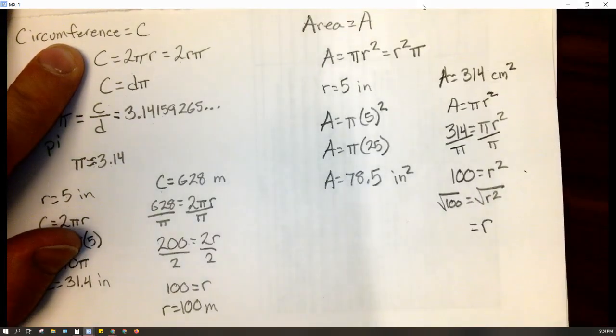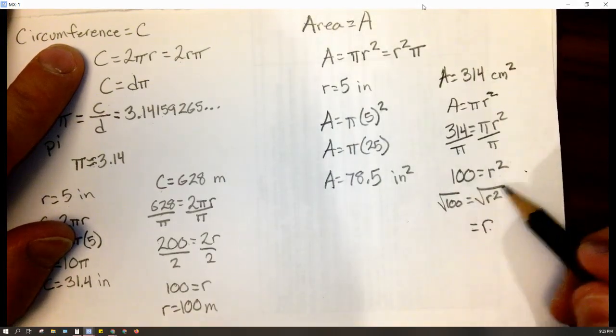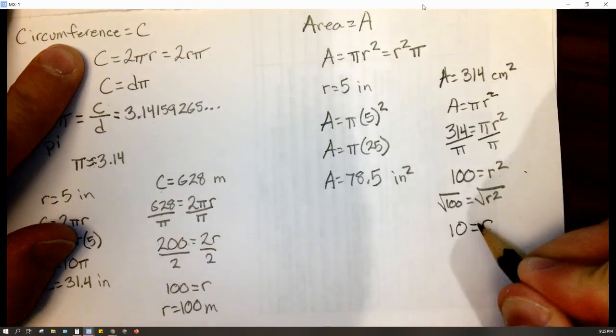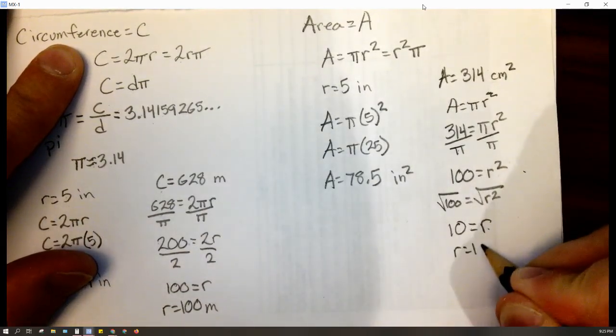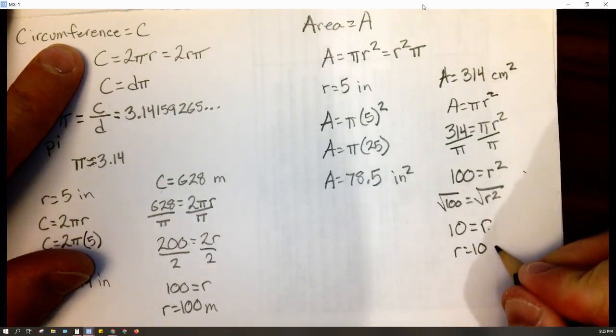Those are opposite operations. So if you just want r, and you know r squared, you take the square root of r squared. Anything you do to one side, do it to the other. The square root of 100 is 10. So there's your radius, 10. So the radius is 10. And since the area was in square centimeters, the radius is just in regular centimeters.